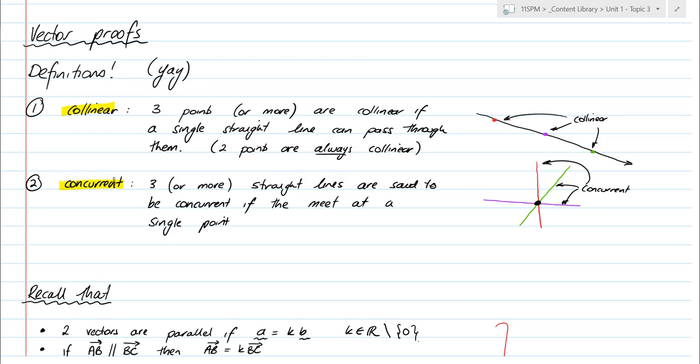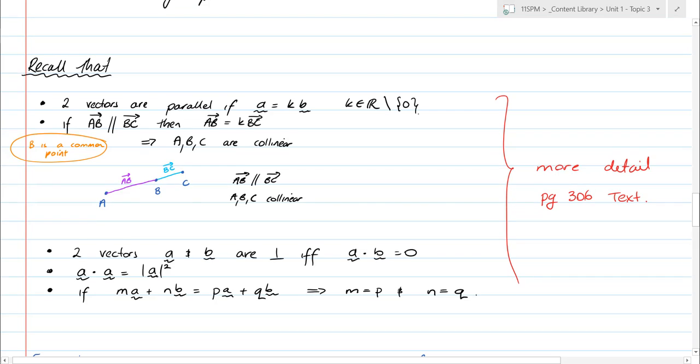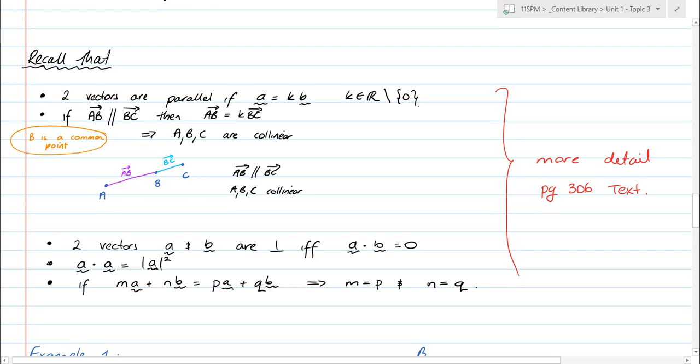Concurrent lines, so this collinearity is to do with points, concurrency is to do with lines. So 3 or more straight lines are said to be concurrent if they meet at a single point. That might also be important because it might form the basis of a proof. So there's my two diagrams. Hopefully if you just remember those diagrams, it makes sense. And then here's a recall section before I do the example. 5 dot points. The first two are pretty similar. So we did this at the end of last year, and it was actually probably the thing that caught you guys up the most, and we played around with it a fair bit.